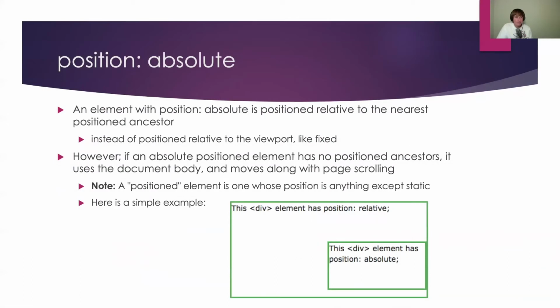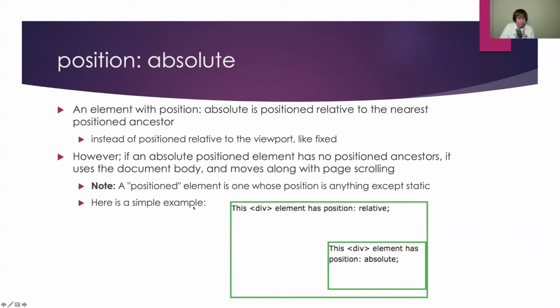And what about absolute? Now, an element with position absolute is positioned relative to its nearest positioned ancestor, instead of relative to the viewport like fixed. However, if an absolute positioned element has no positioned ancestors, it uses the document body and moves along with page scrolling. A positioned element is one whose position is anything but static.